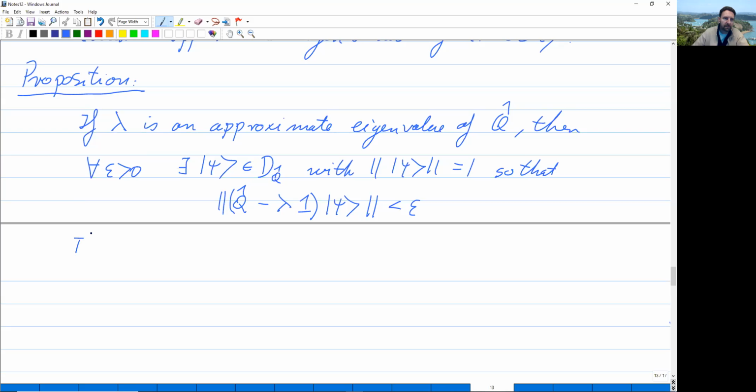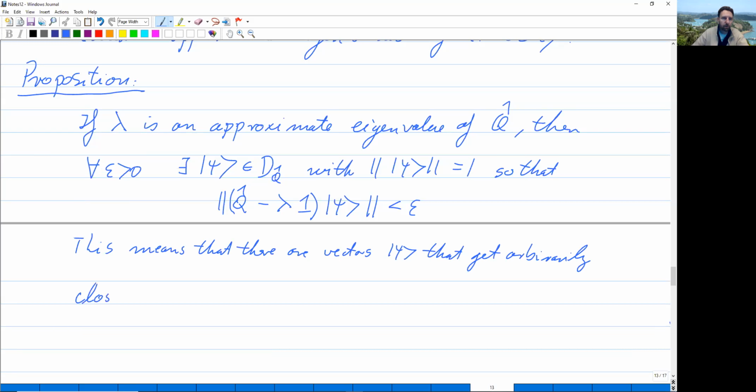So this means that there are vectors psi that get arbitrarily close to being an eigenvector of Q hat with eigenvalue lambda.